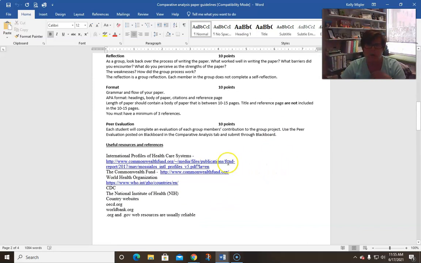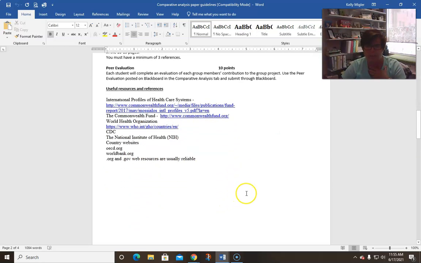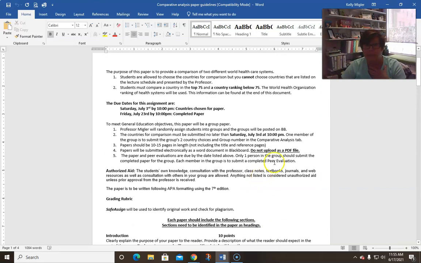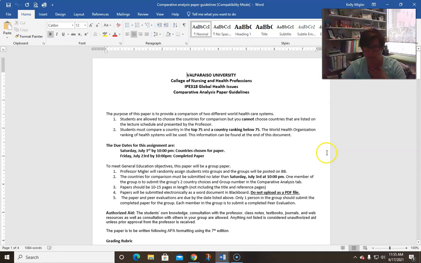Okay. Here are some resources that you can use that are very helpful for the assignment for the paper. I think, one other thing that's really important, please do not upload your paper to Blackboard as a PDF file. It makes it a little more difficult to grade in Blackboard and make comments. Or even if I download it, it's much more difficult to make comments in a PDF file. So please upload it as a Word document. Okay, so those are the guidelines for the actual paper.